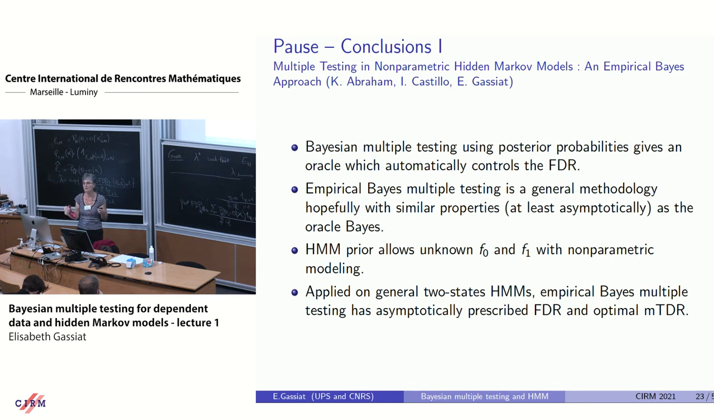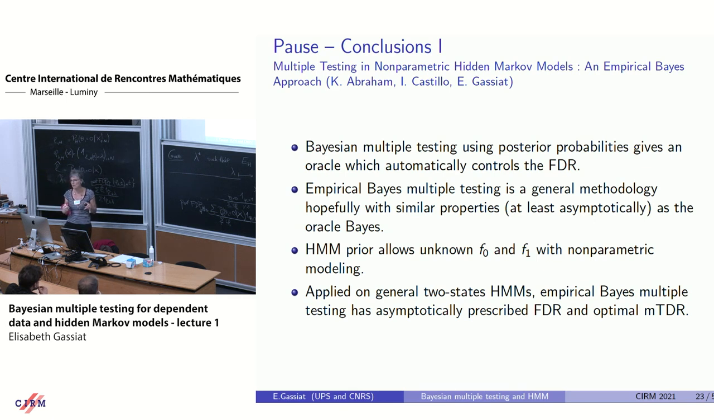But since Bayesian multiple testing is just an opening, there are not many works on this, so you can play with this in many other models. There are some people trying to do it, but not so many as for multiple testing in general in the frequentist world. And when you play with hidden Markov models, then you indeed prove that you have the same properties as the Oracle. And the nice thing is that you don't need to know the null and the alternative, and you can do fully non-parametric things with it.